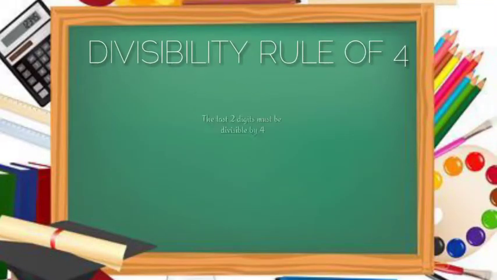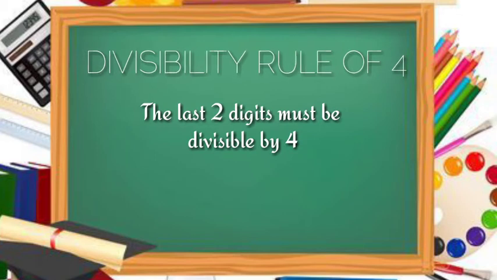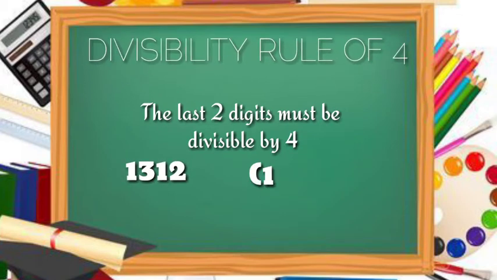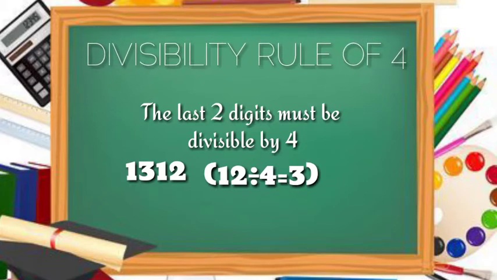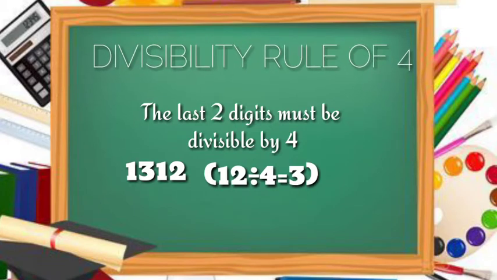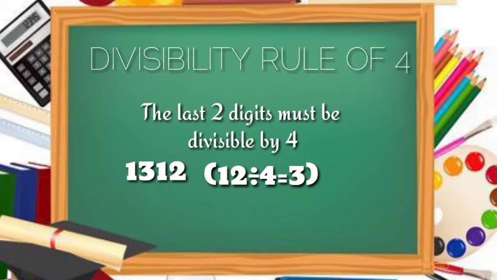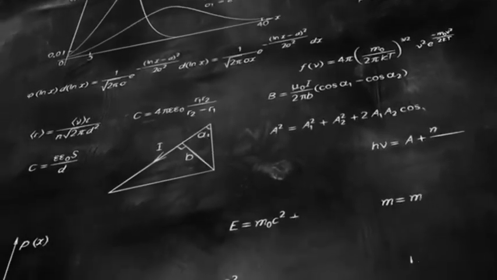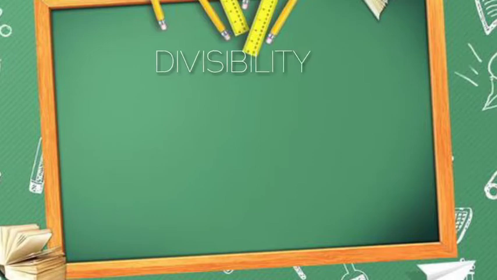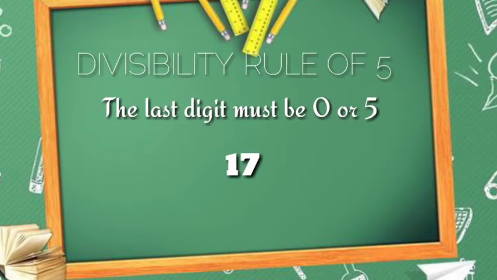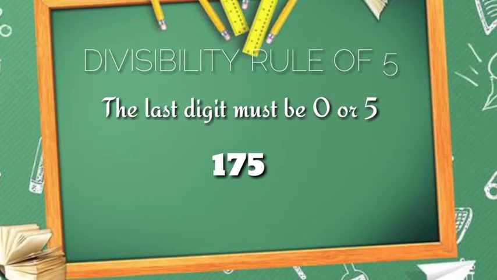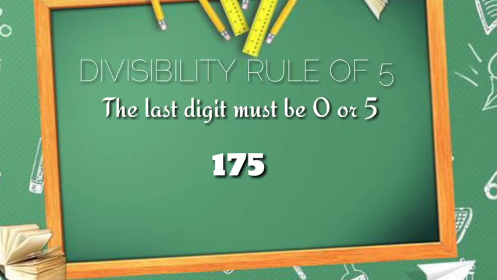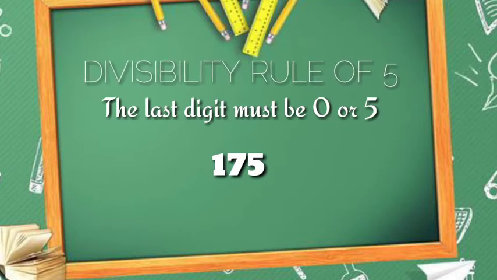Divisibility rule of 4: the last two digits must be divisible by 4. For example, 1312. 12 is the last two digits, so 12 divided by 4 is equal to 3. So 1312 is divisible by 4. Divisibility rule of 5: the last digit must be 0 or 5. For example, 175. 5 is the last digit, so 175 is divisible by 5.